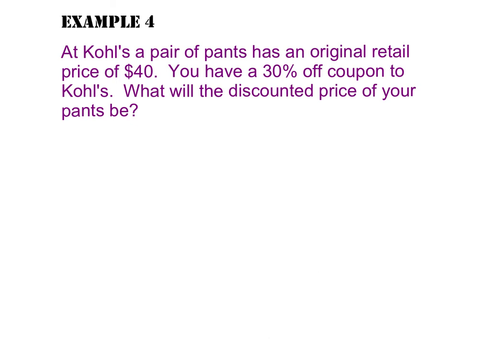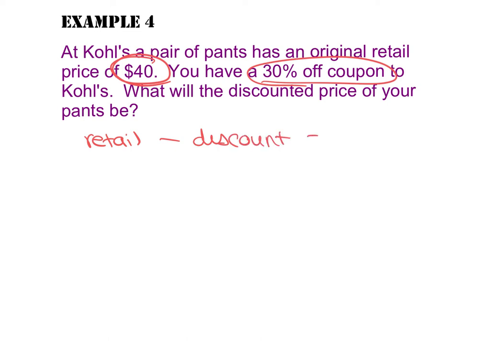This example says, at Kohl's, a pair of pants has an original retail price of $40. You have a 30% off coupon to Kohl's. What will the discounted price of your pants be? We know that in order to calculate our sale price, we need to do retail minus our discount, and that's going to give us our new sale price, or our discounted price.